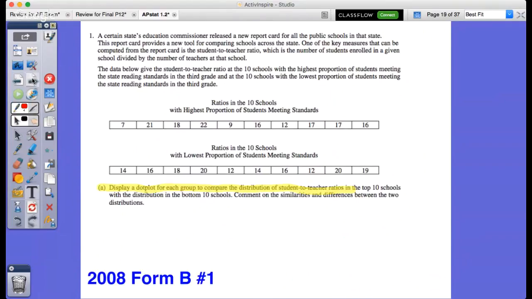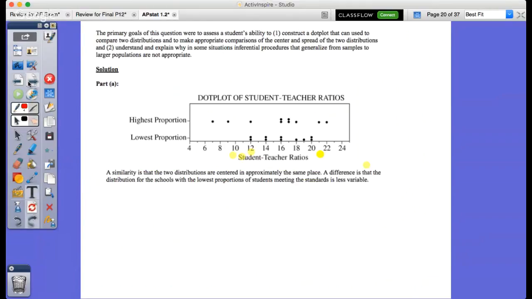All right. One other thing that we're going to hit on more, well, I know in class, is kind of our first sample of what an FRQ would be. This is one example of that, and we'll look more into it. This is one that you could probably get a rep on if you want to. But we're comparing the ratio in 10 schools of the highest proportion of students meeting standards compared with the lowest proportion of students meeting standards. And we compare the dot plots there, very similar to what I just did earlier, but just something to keep in the back of your mind.